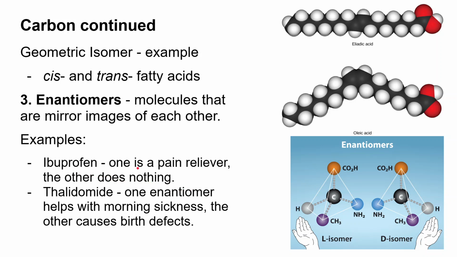Ibuprofen, one of its enantiomers is a pain reliever, the one that we use. The other one does nothing. Thalidomide was another example of this.